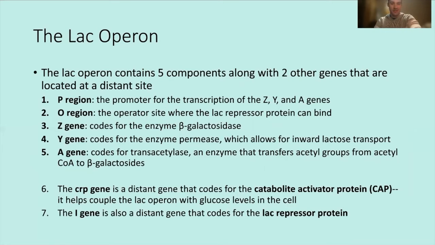The Lac Operon consists of 5 components, along with 2 other genes that are located at a distant site. And when I say distant site, I mean in terms of proximity, actual distance. The Lac Operon is a bunch of genes that are together, although it is affected by a couple of other genes that are located somewhere else in the genome, not actually close to it. Starting with 1, the P region is the promoter for the transcription of the Z, Y, and A genes, which we're going to go over in a second.